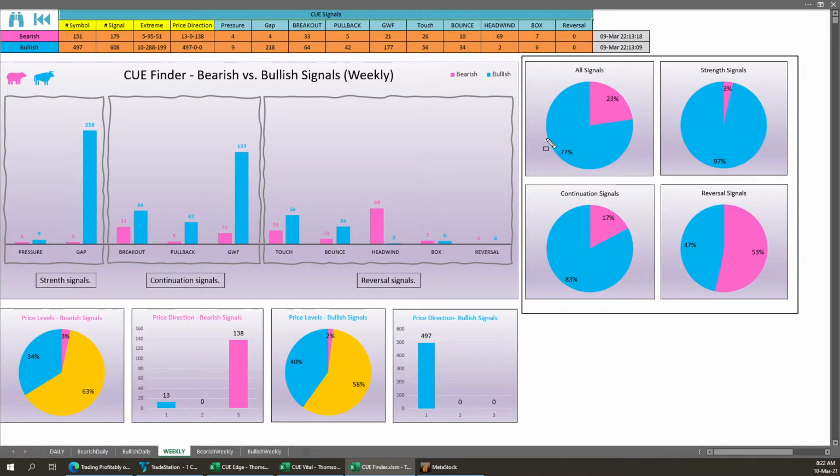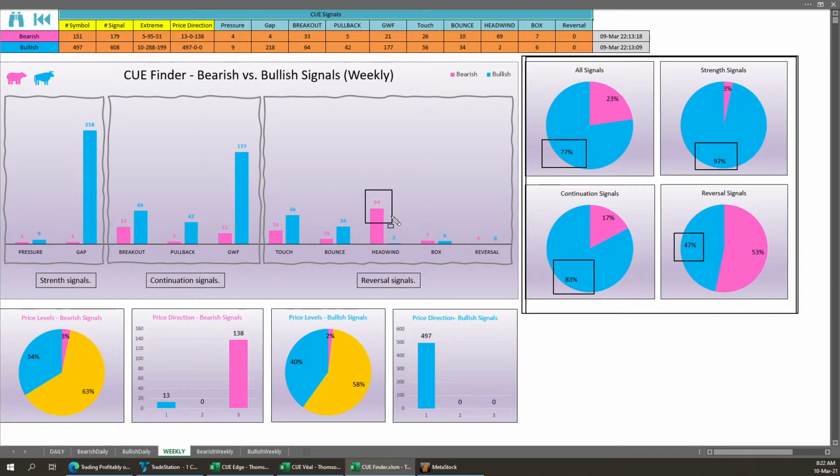Using Q finder, the balance between bulls and bears, 77% of all signals bullish, 97% of strength signals bullish, 83% of continuation signals bullish, and reversals 47% bullish, slightly more bearish than bullish. The overall picture is bullish in the weekly interval.